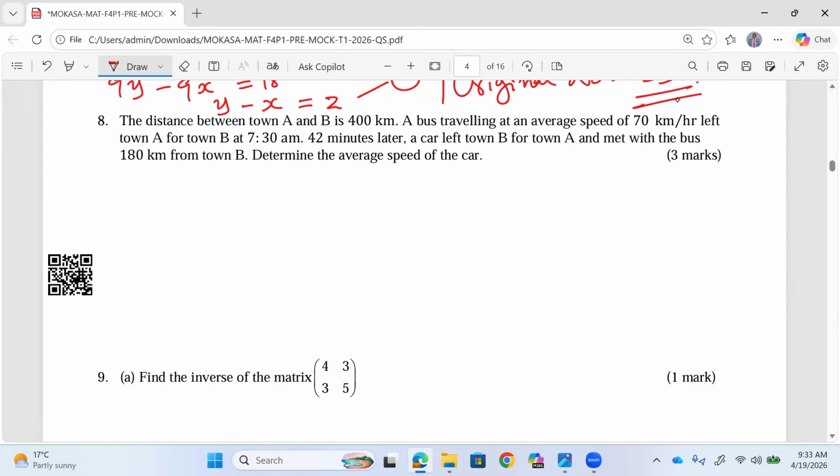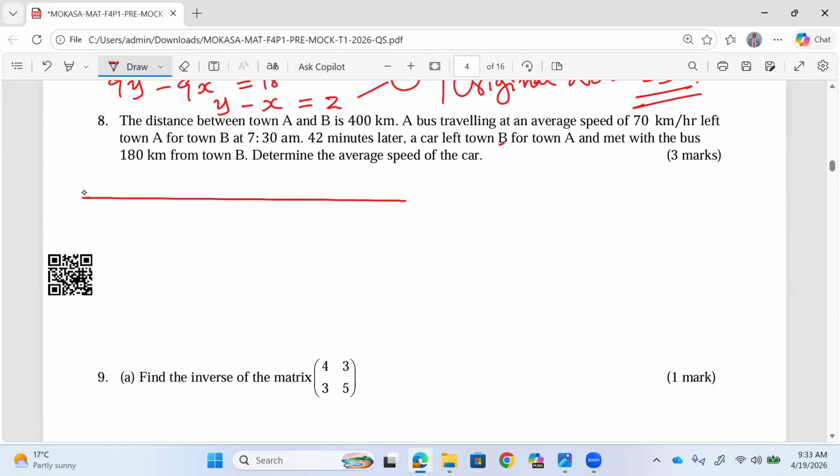Yeah, the time of meeting has been provided. So what are we finding? A known speed. So we're supposed to have serious understanding. Now one thing that I want you to understand is that by the time the car is leaving B, the bus has already covered some distance.